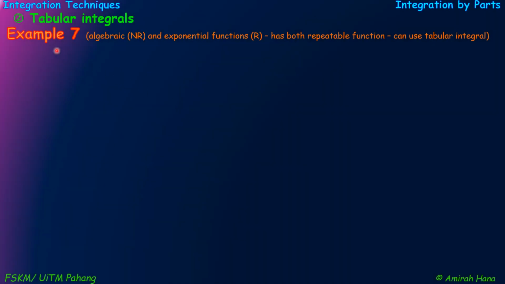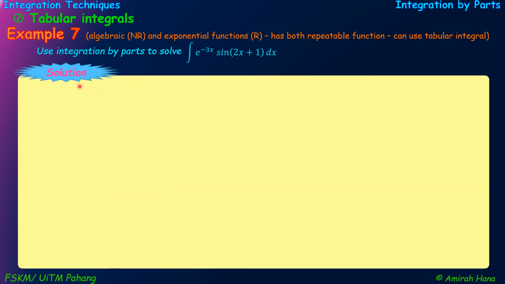Hi everyone, Assalamualaikum. In this video, we are going to discuss example 7 under integration by parts. Use integration by parts to solve the integral of e to the power of negative 3x times sine of (2x plus 1) dx. Now, let me look at the complete solution.